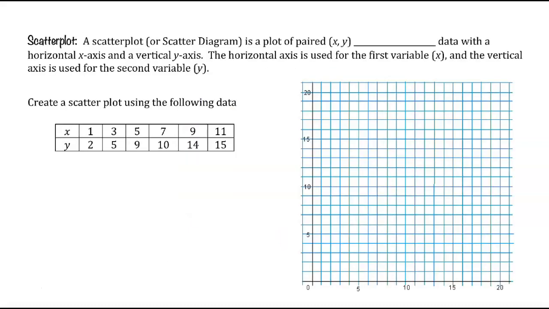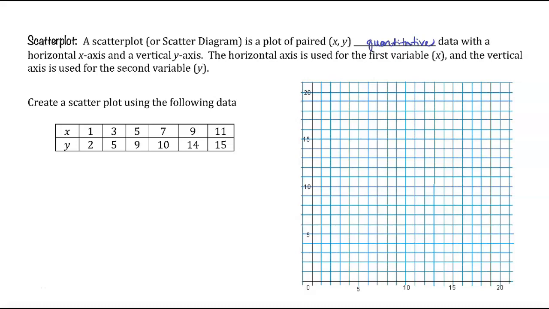Another type of graph is a scatter plot. A scatter plot, also called a scatter diagram, is a plot of paired XY quantitative data with a horizontal x-axis and a vertical y-axis. The horizontal axis is used for the first variable, the x, and the vertical axis is used for the second variable, the y. Let's create a quick scatter plot using the following data.